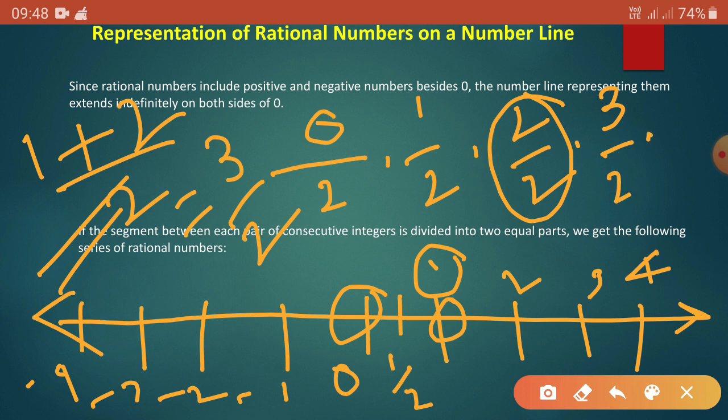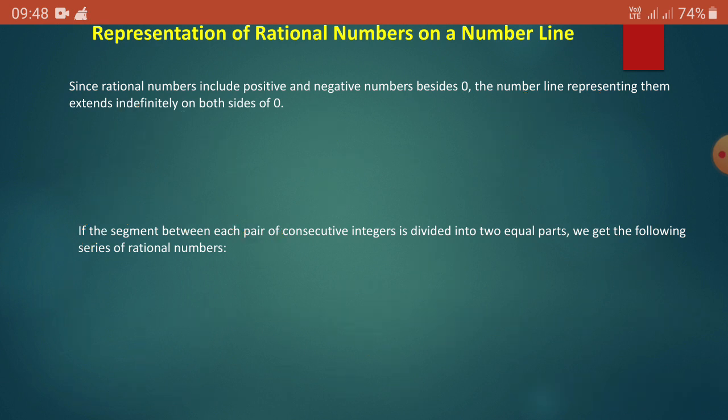Next, what will be the second number? Next number will be 4 by 2. So 4 by 2 means 2. Okay, we are getting the points. So what will be the rational numbers?